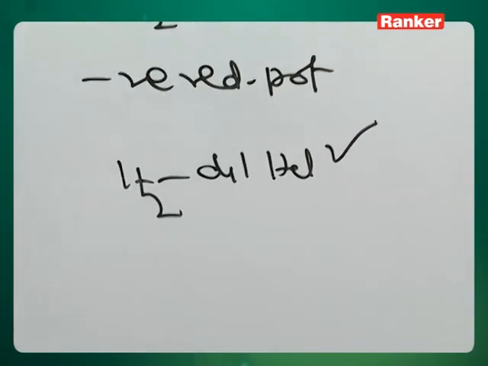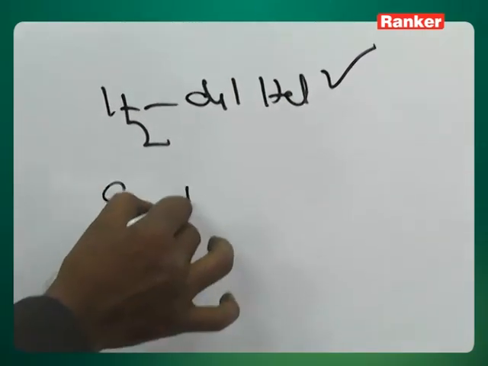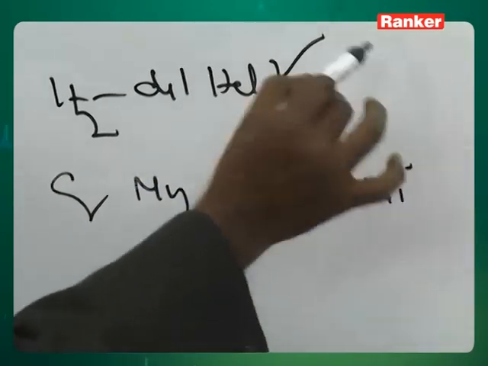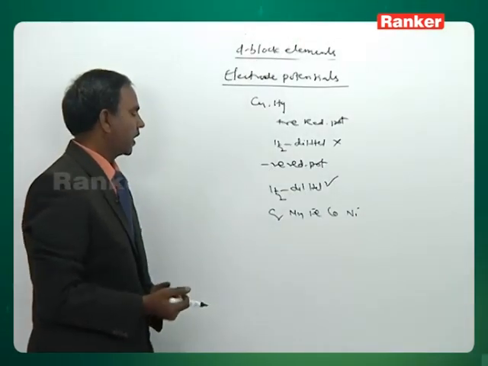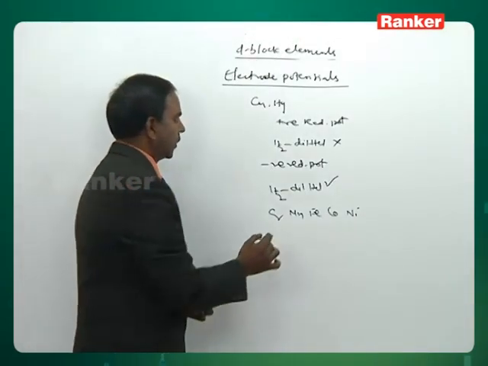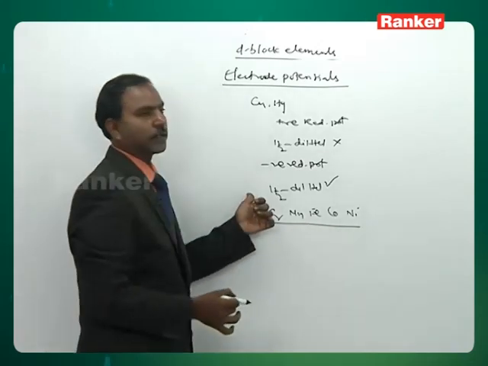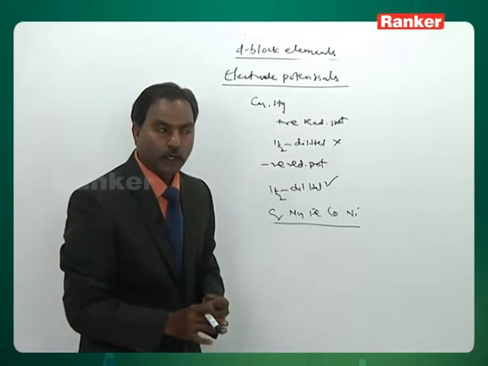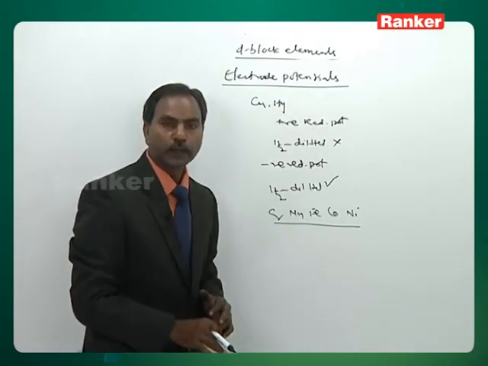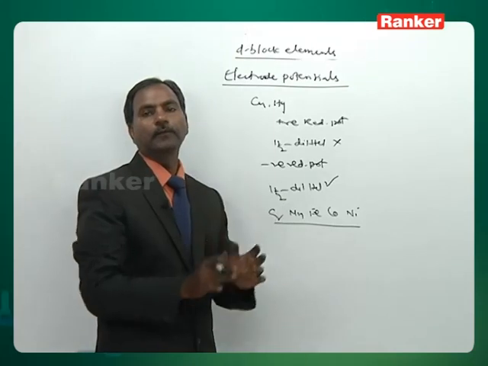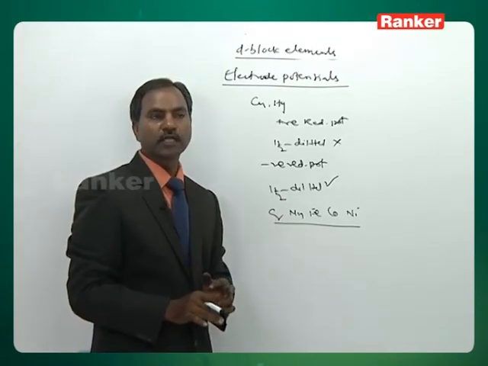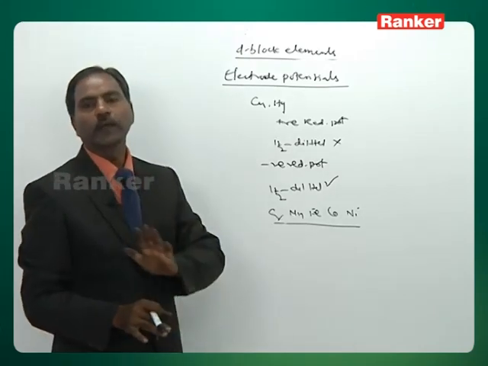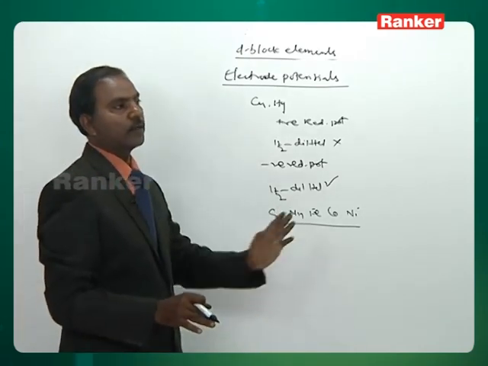Now we consider chromium, manganese, iron, cobalt, nickel. These have negative reduction potentials. A metal with negative reduction potential should liberate hydrogen gas easily from dilute acid. Even though these have negative reduction potentials, they are not easily liberating hydrogen gas.